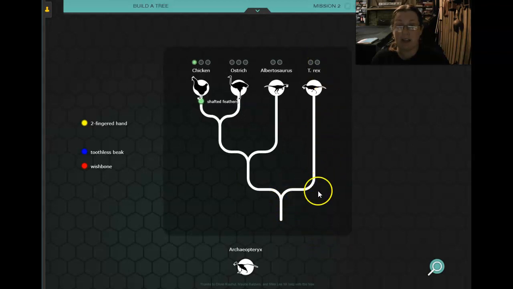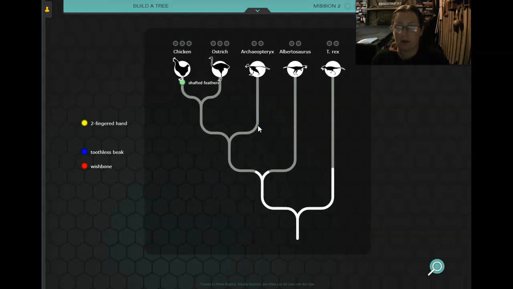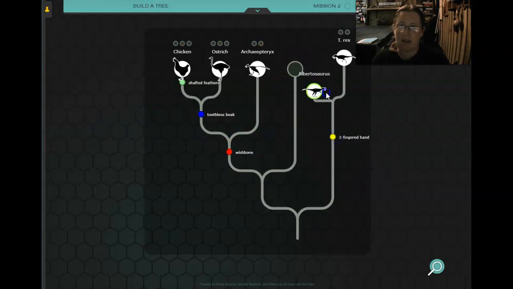Right now, T-Rex I have as the basal group. And we have Archaeopteryx with the wings and some feathers. Alright, let's see what other characteristics we have. See what I remember. We have the wishbone that was mentioned on Archaeopteryx, a toothless beak. We might have something wrong here. Toothless beak, I think, goes here. Two-fingered hand. Okay, I think I know what's going on.